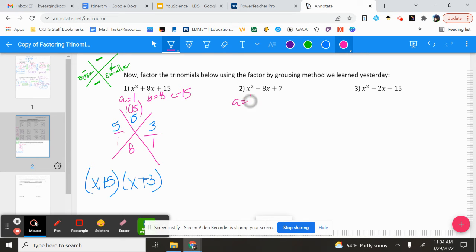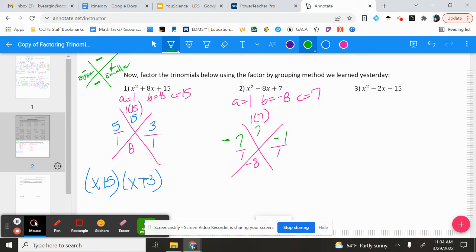For number 2, my A value is 1, my B value is negative 8, and my C value is 7. So when I plug this into my bottoms up, 1 times 7 at the top, negative 8 at the bottom. And remember, each factor is divided by my a value, which in this case is just 1. Well, 7 times 1 is 7, but I notice if we go back to our hints that we just learned, that the top number is positive, the bottom number is negative. That means both of my signs need to be negative, which gives me a 7 and 1.